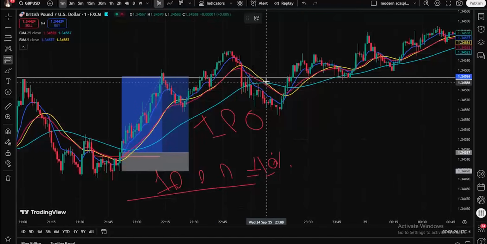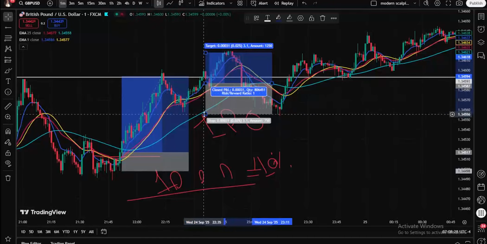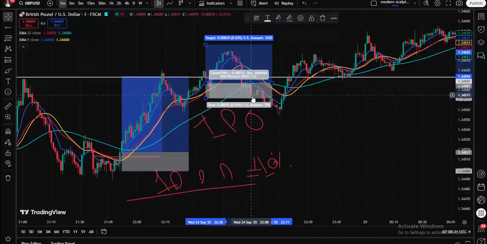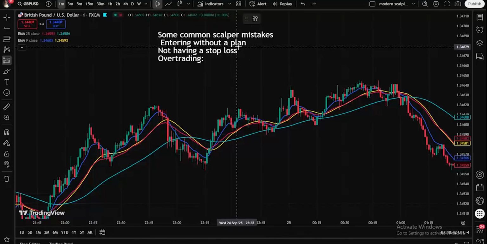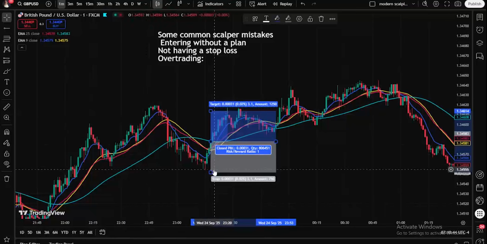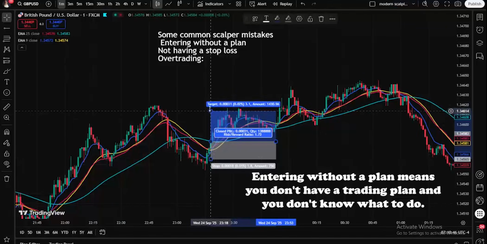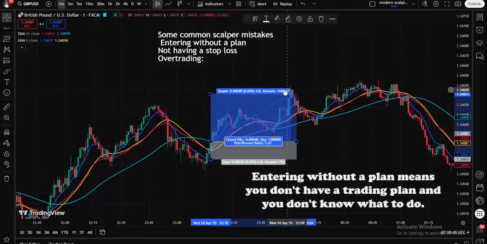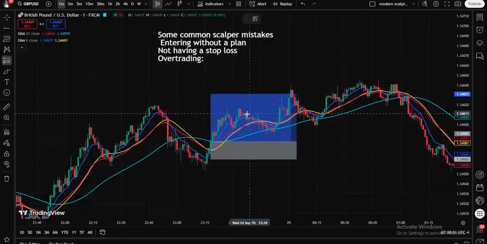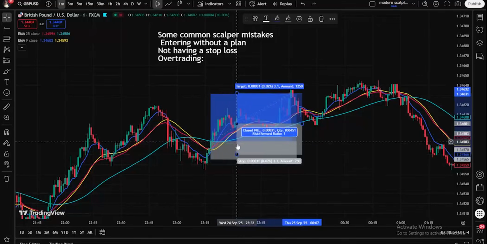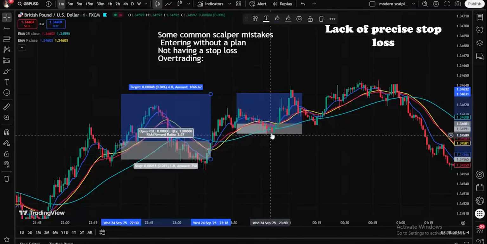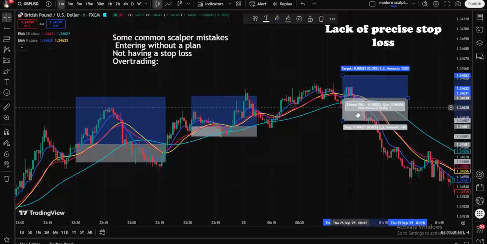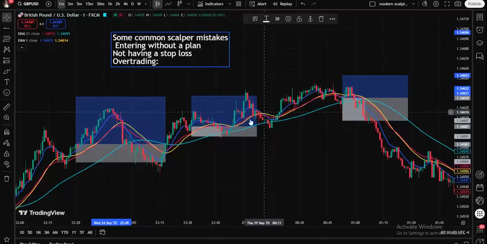Many people enter the world of scalping because they think it is a quick way to get rich. But the truth is that without discipline and management, scalping is one of the fastest ways to lose capital. Some common scalper mistakes. Entering without a plan. Many people enter a trade just because they see the price move quickly without having a specific strategy. Not having a stop loss. Some people think the market will turn around and do not set a stop loss. This causes small losses to turn into big losses.